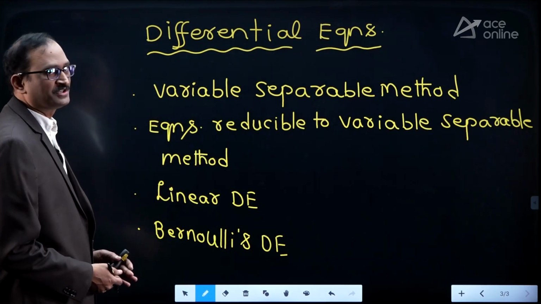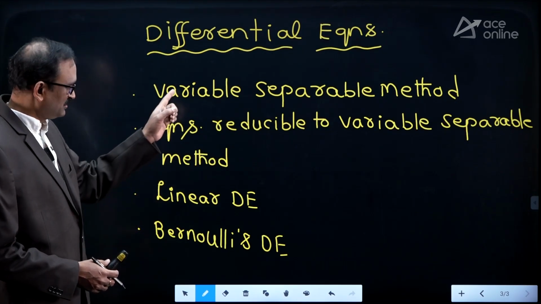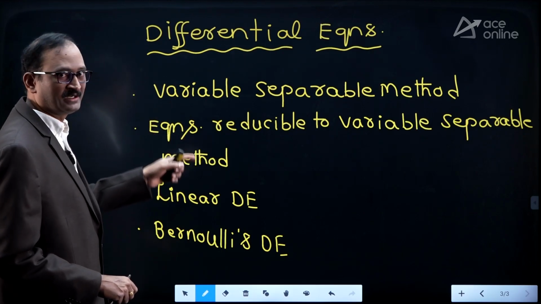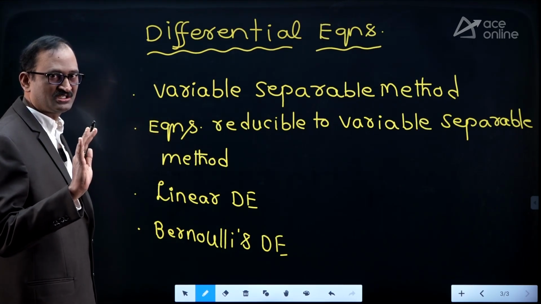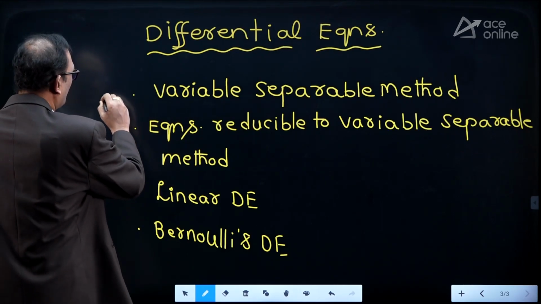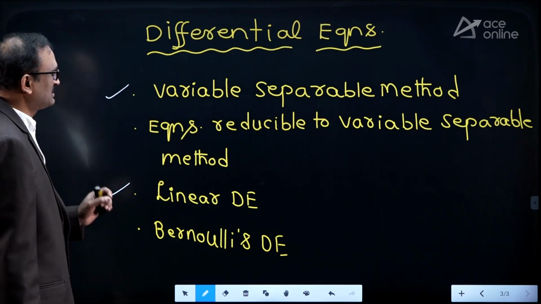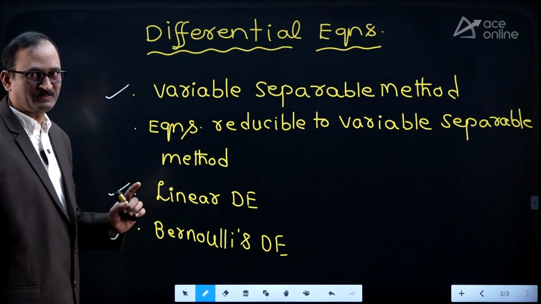So in differential equations, we have two chapters. Chapter 1, several topics are there. Among all those topics, these are important and expected. And again, these four models are important. You should not skip anything. Again, in these four models, most important and expected are variable separable and linear differential equation.